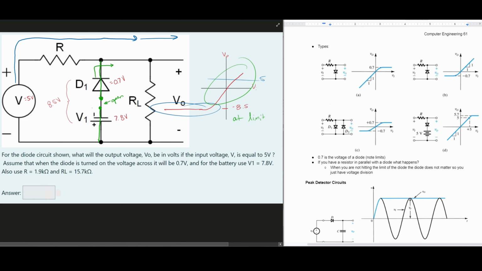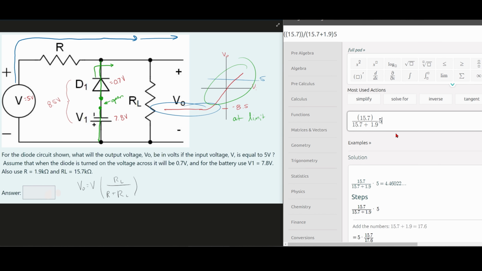But since we have it how we have here, we're just going to use voltage division. Voltage division is where we take our voltage output and set it equal to our voltage input, multiplied by the resistance that it's over. In this case, it's our RL, over the sum of the resistors, so R plus RL. Now we can plug in our values. We have our 5 volts times our RL, which is 15.7, over 15.7 plus our 1.9, which is the other resistor. Note, I omitted the kiloohms because they just cancel out.